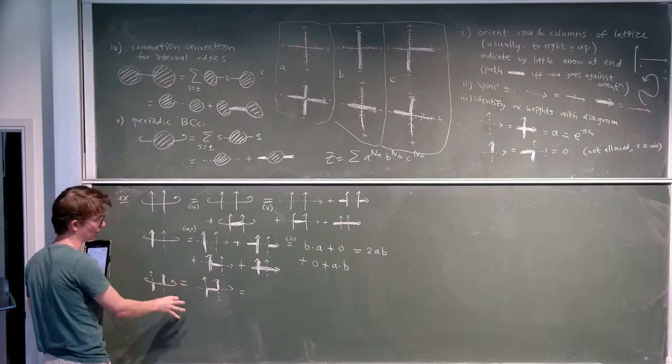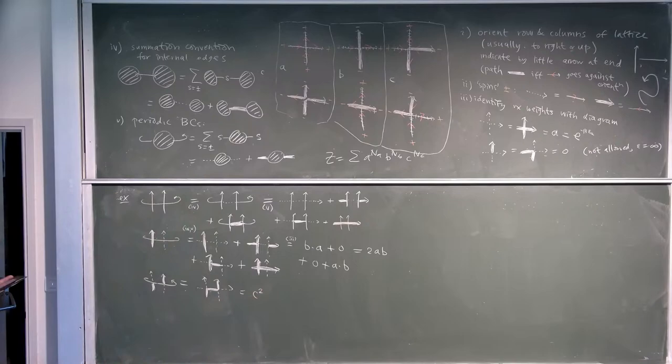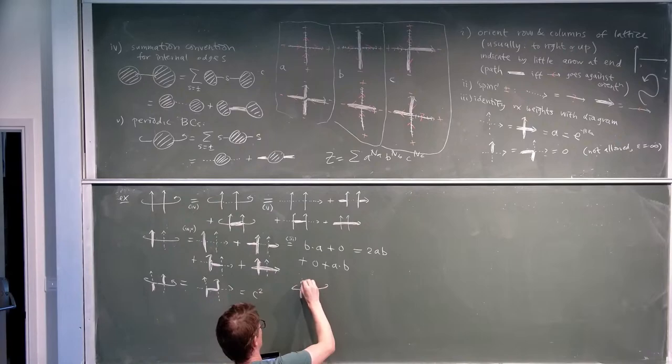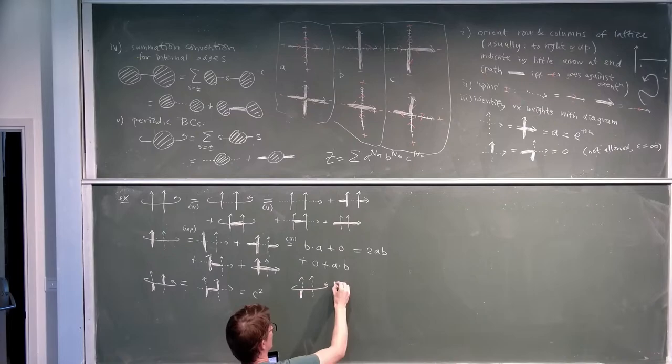We see two vertices of type C, so we have C squared. And finally, one last simple example: if we have one thick edge coming in and everything else is thin like that, then you can easily see that the result is zero.